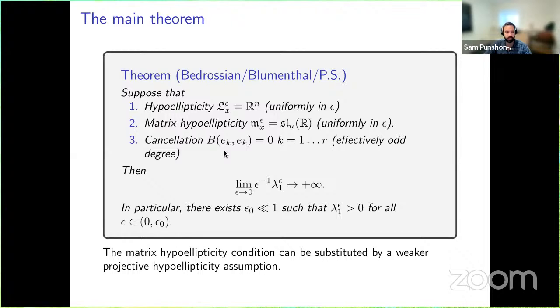But once you have these three conditions, then our main theorem says the top Lyapunov exponent, if you divide it by epsilon, goes to infinity as you send epsilon to 0. So what this means in particular is that if you take epsilon small enough, eventually the Lyapunov exponent has to become positive.